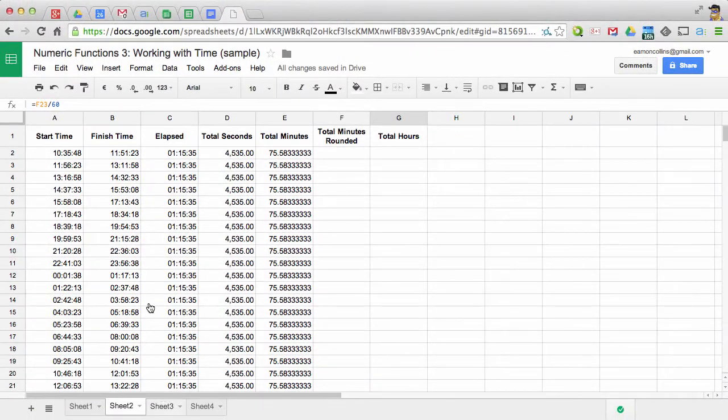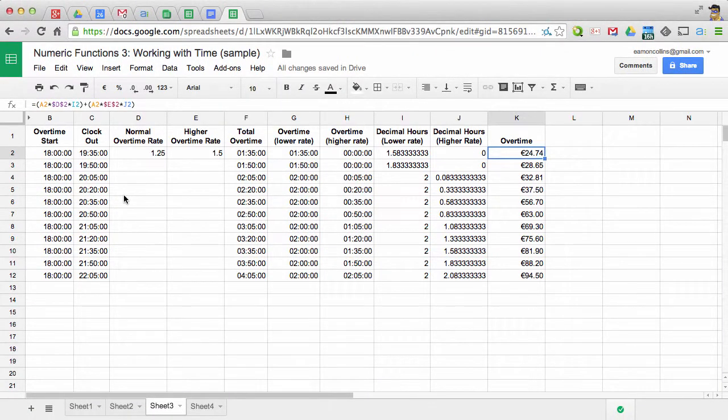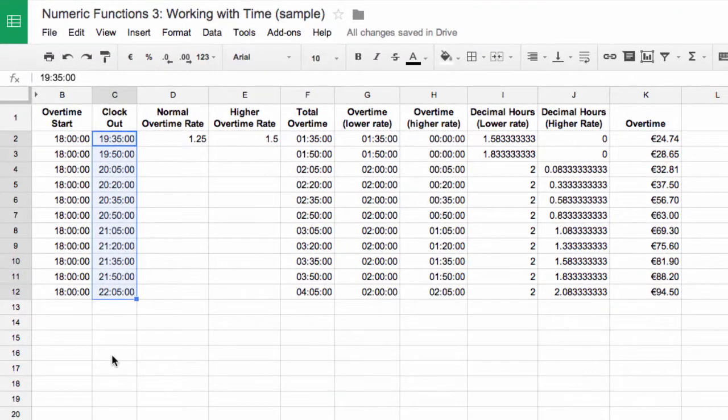In this next example, which is a little more complex, we have a series of overtime start times and clock out times. What we want to do here is calculate the overtime earned up to 8 o'clock, which is calculated at 1.25 times the normal rate, and then calculate the hours worked after 8 o'clock, which is at a higher overtime rate of 1.5 times the normal rate of pay.